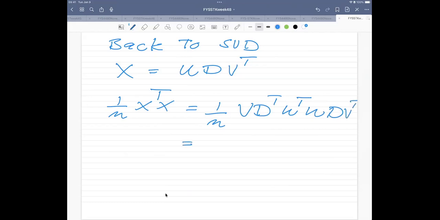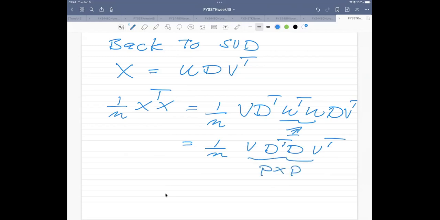And that is the same as 1 over n. We know that this one is just the identity matrix, and this is an identity matrix. When I multiply it with D transpose times D, this becomes a matrix which is just V times D transpose times D times V transpose. And this has dimension P times P. And I can write it, as we did early in the semester, like V times D squared times V transpose.